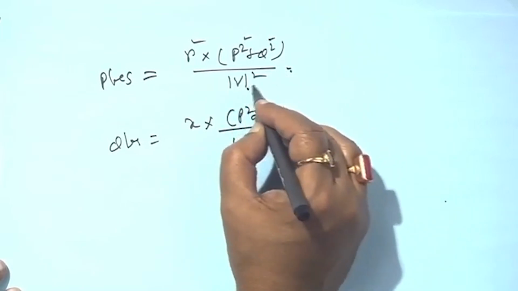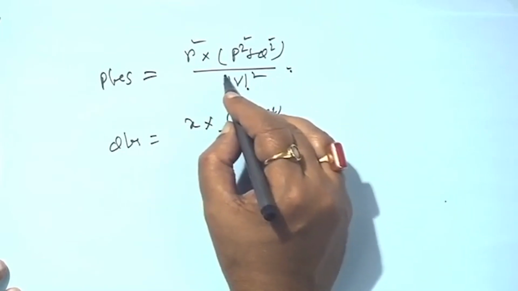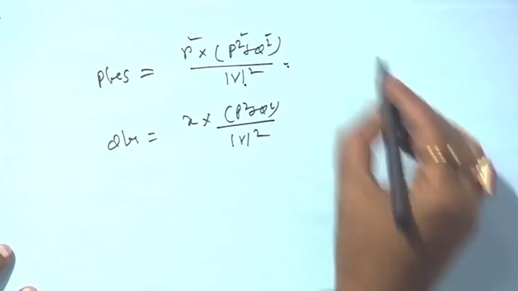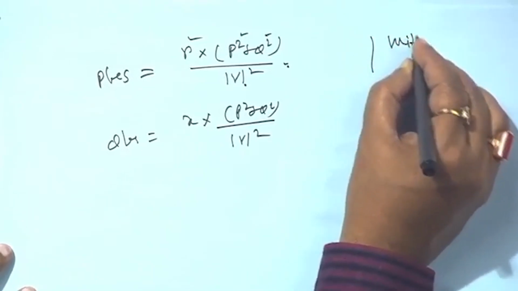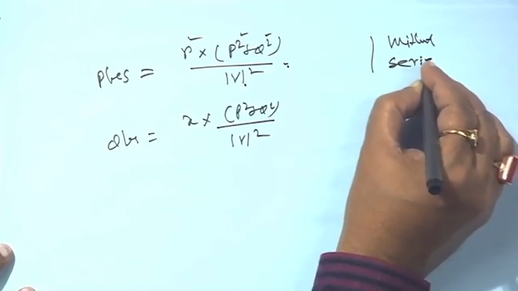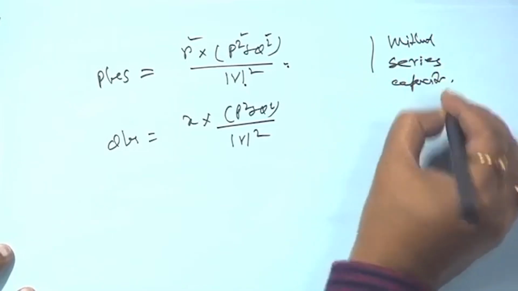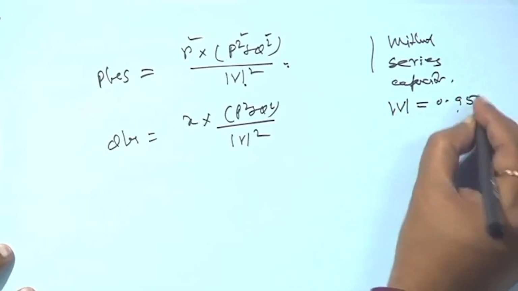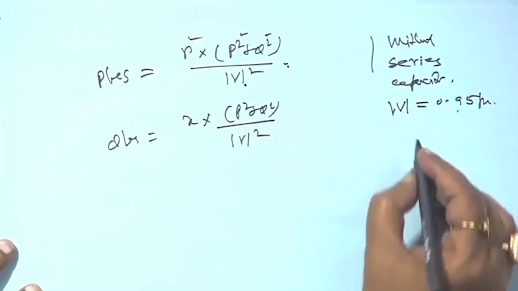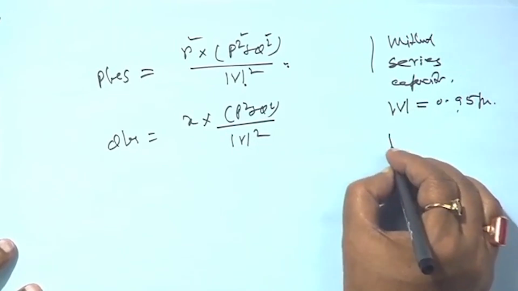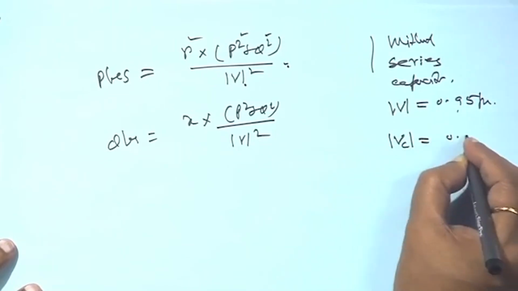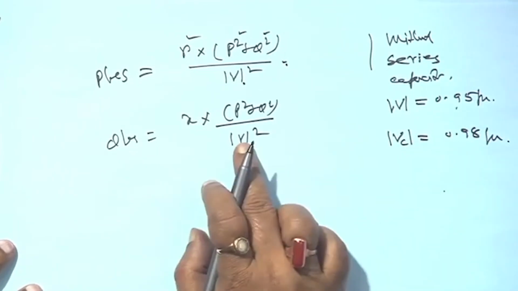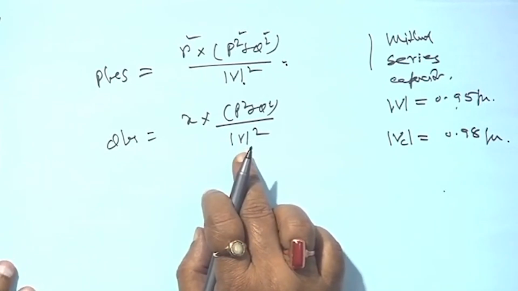Though not much, it reduces the power losses because the voltage is getting improved, right? Suppose, for example, without a series capacitor the voltage magnitude V was 0.95 per unit, and with a series capacitor, when you put it in, it becomes 0.98 per unit. The voltage has improved. So, as soon as the voltage is improved, basically the denominator is increasing.